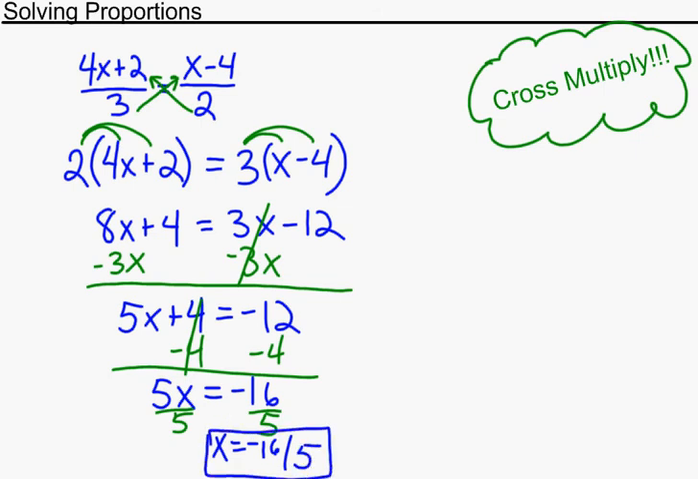And again, I'm going to leave that as an improper fraction. You could make it negative 3.2 if you would like to. So negative 16 fifths is the solution to my proportion. And I remember that in order to solve for proportion, I cross multiply and distribute as necessary.